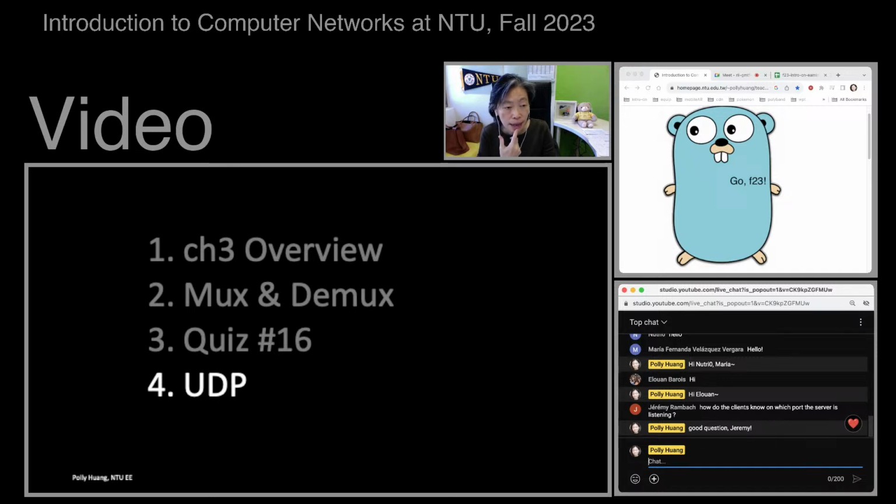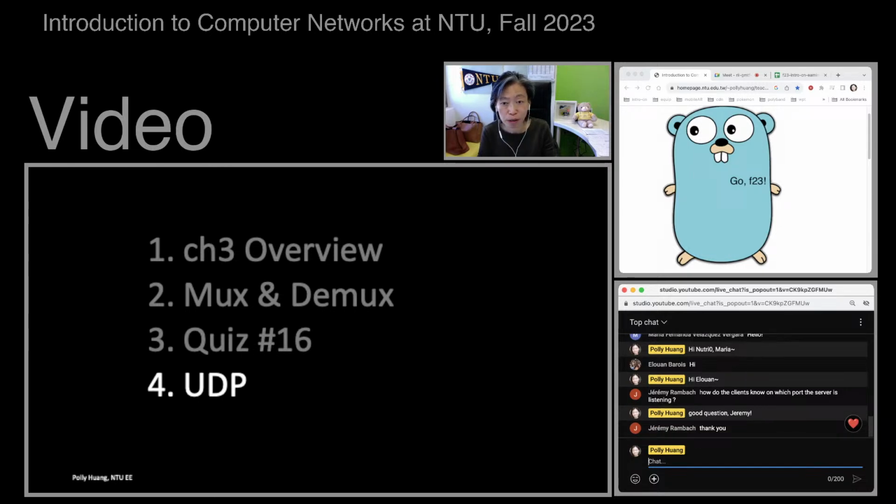All right, let's move on to the first protocol, which is very straightforward. It pretty much does nothing except for the multiplexing and demultiplexing functionality. And UDP here uses a connectionless demultiplexer.